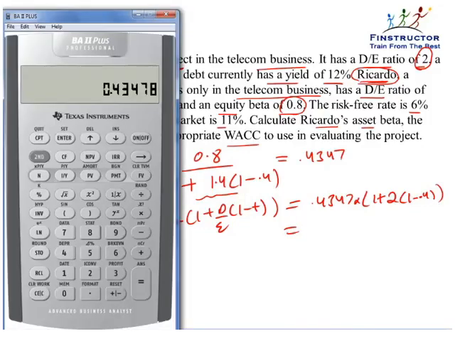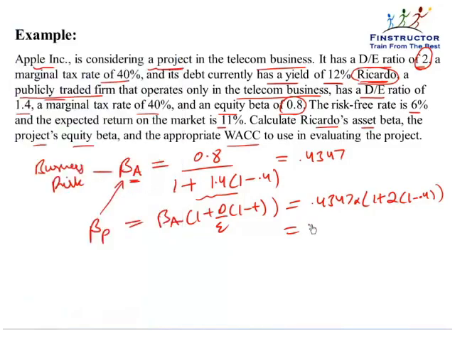Which will be 2 into 0.6 plus 1, into 0.4347. That is 0.9564. So it comes out to be approximately 0.956.